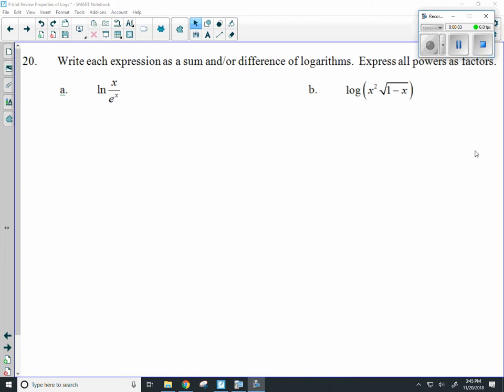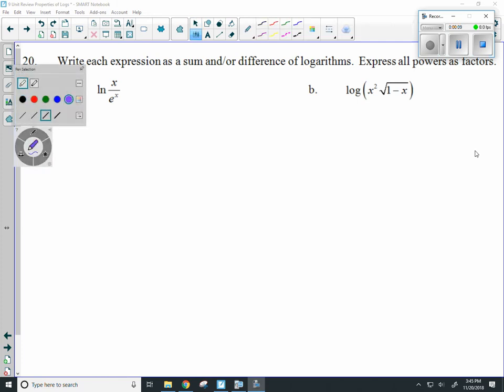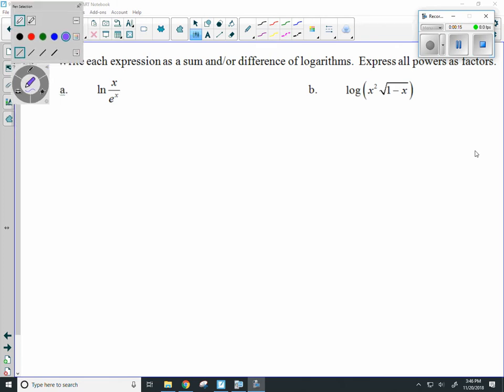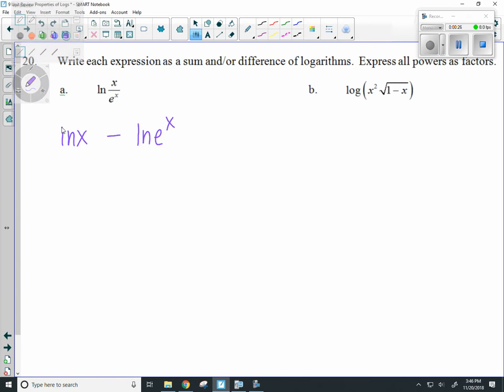Alright, these ones we're supposed to expand the logarithms using the log properties. So for part A, we have ln of x divided by e to the x. For starters, we're going to separate it out into two separate logarithms. And since it was division here, that turns it into the subtraction of two separate logs.